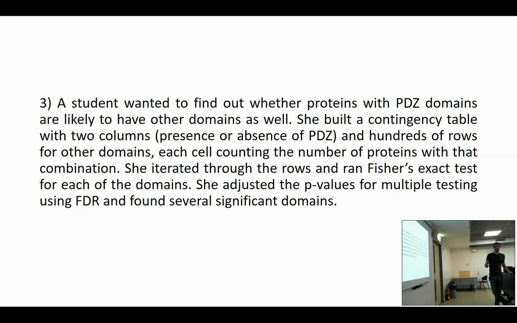In this case, it doesn't make sense to build a big contingency table, because of the overlap, right?